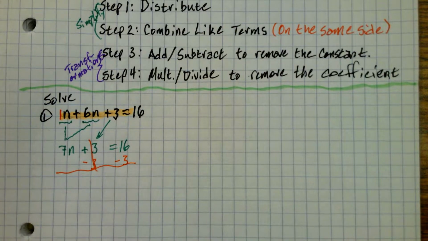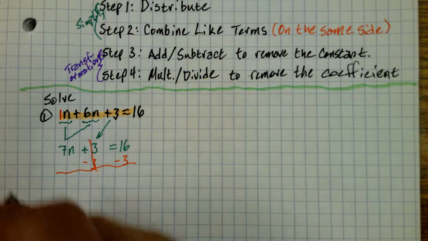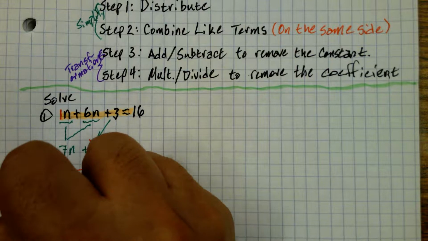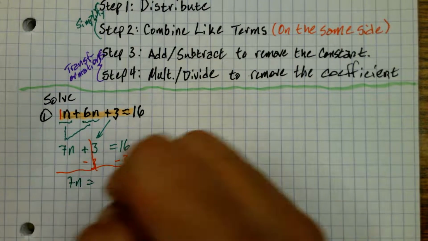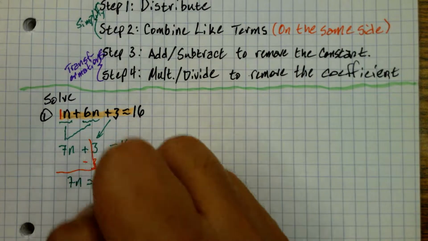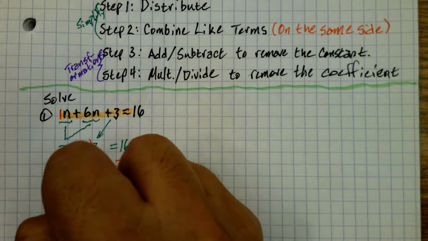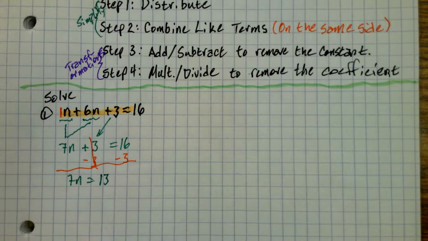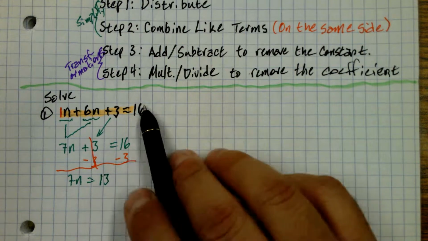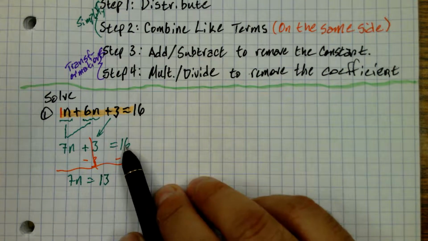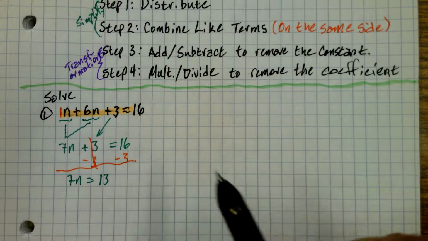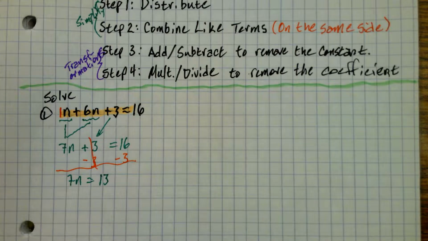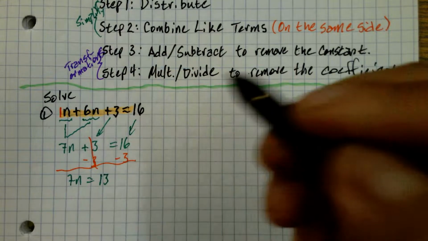And then bring down the 7n equals 13. 16 take away 3 is 13. Yes? How do you use it from the second step? Here? Oh, you just brought it down. It's on the other side of the equal sign. You just bring this down. Everything comes down for the next step.